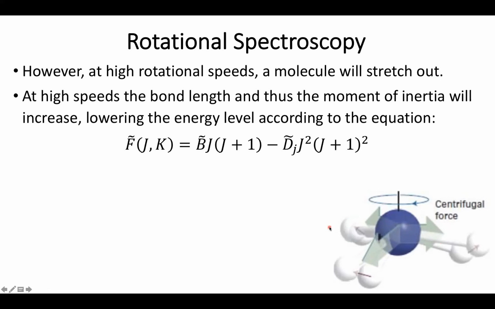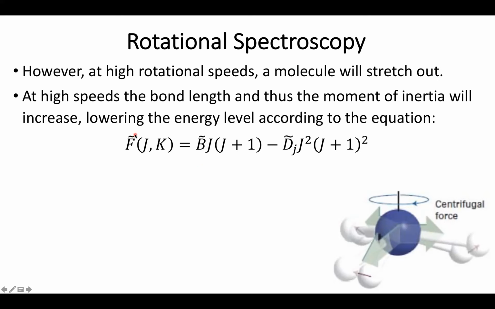So again, the classic analogy of this is an ice skater. You go ahead and slow yourself down by putting your arms out. It's the same thing where we get the high speeds, we stretch out, and that kind of has this dampening effect. And because of this, we need to acknowledge what's called a distortion effect.